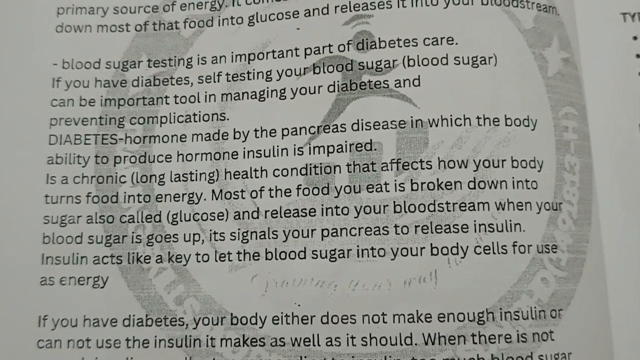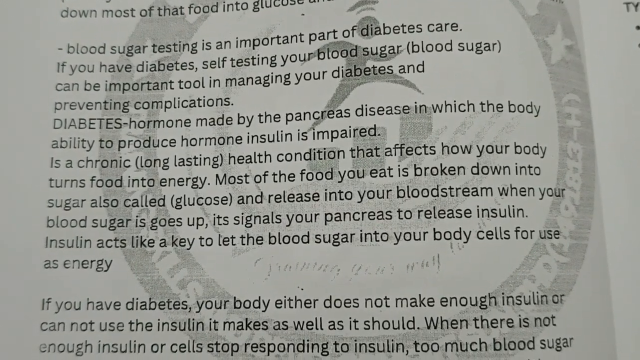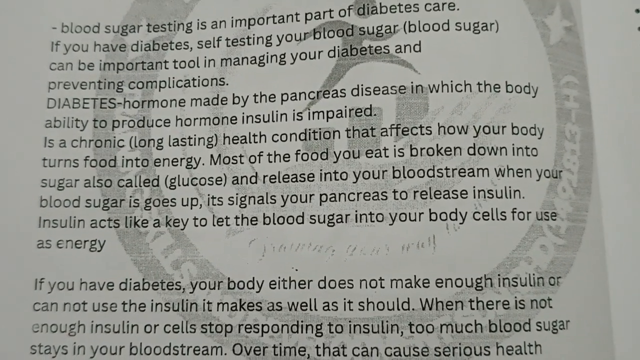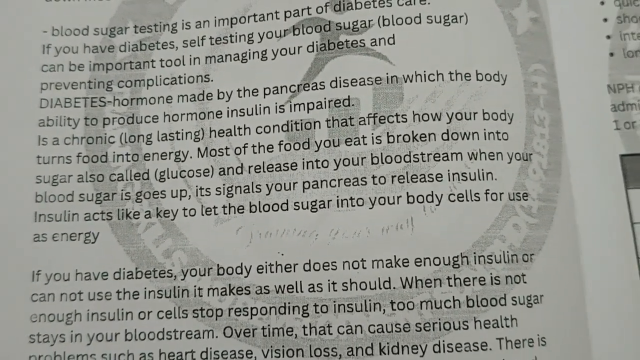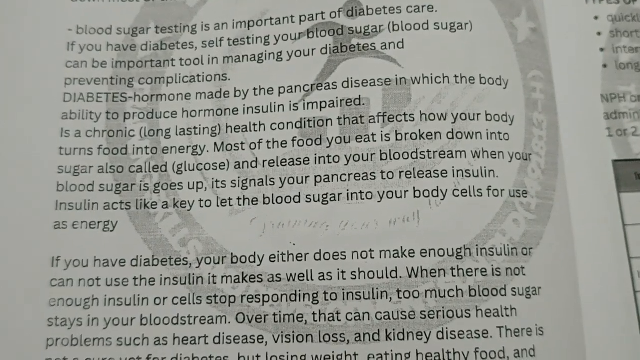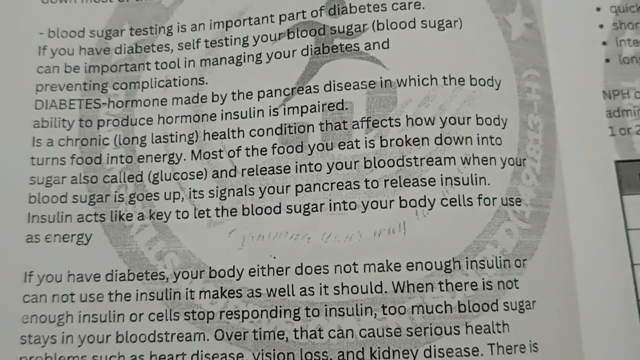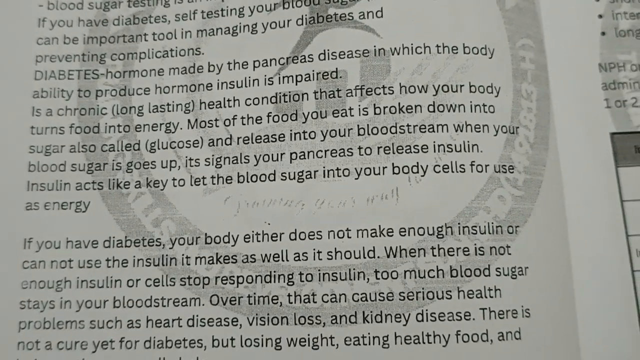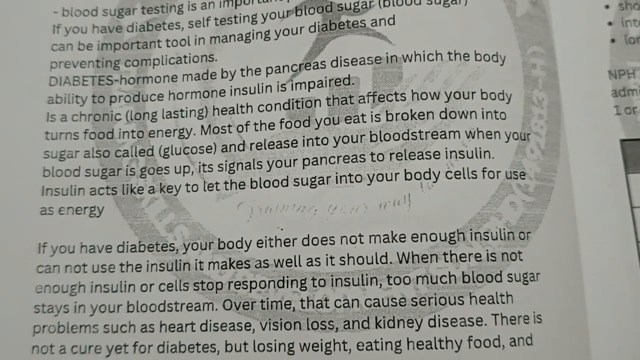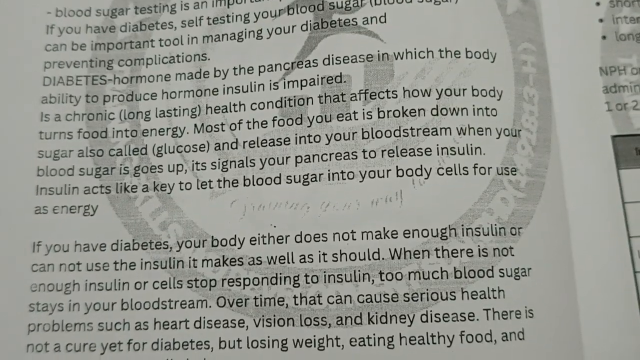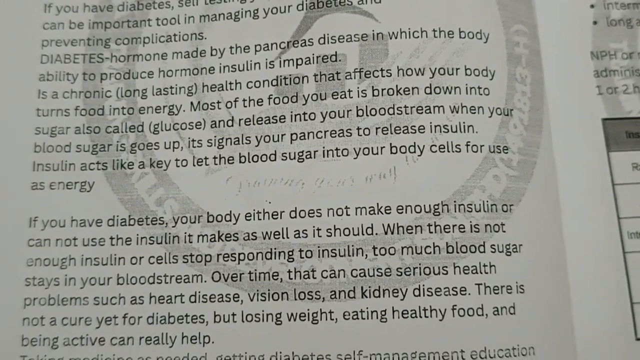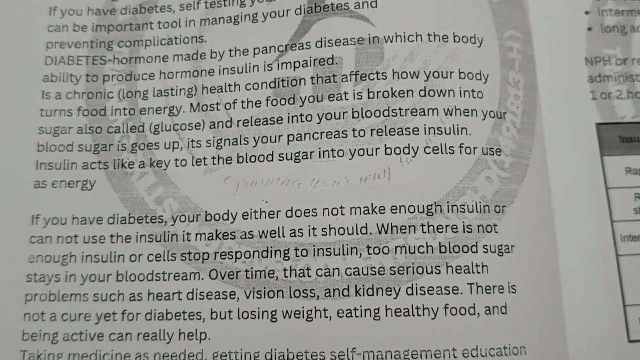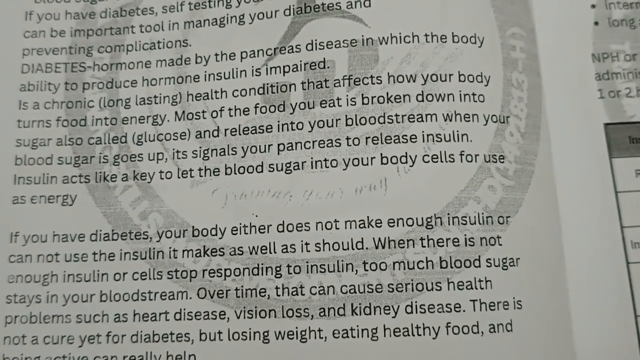Diabetes is a disease in which the body's ability to produce the hormone insulin is impaired. It is a chronic, long-lasting health condition that affects how your body turns food into energy. Most of the food you eat is broken down into sugar, also called glucose, and released into the bloodstream. When your blood sugar goes up, it signals your pancreas to release insulin. Insulin acts like a key to let the blood sugar into your body cells for use as energy.